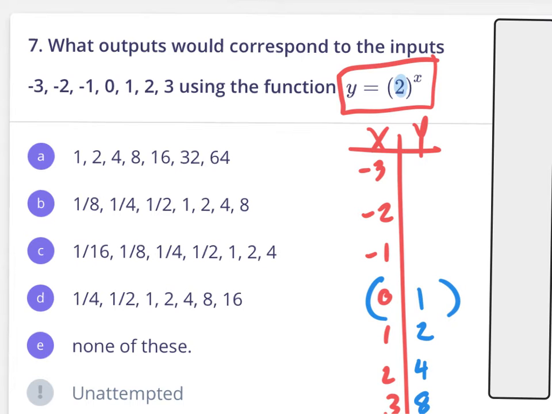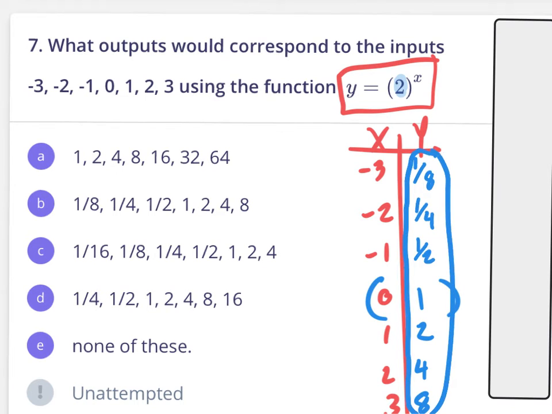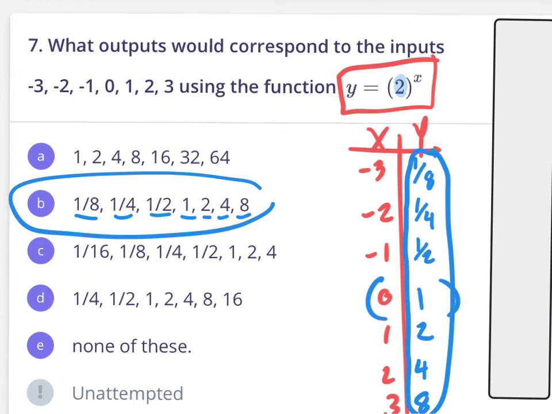Now going backwards, instead of multiplying by 2, we're going to be dividing by 2, which is really multiplying by half. 8 times half is 4, 4 times half is 2, 2 times half is 1, 1 times 1 half is 1 half, 1 half times 1 half is 1/4, 1/4 times 1 half is 1/8, and there we go. So let's look at the outputs: 1/8, 1/4, 1 half, 1, 2, 4, 8. That's our answer. Option B.